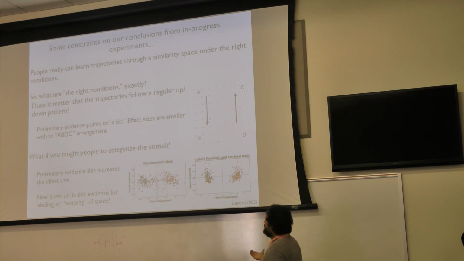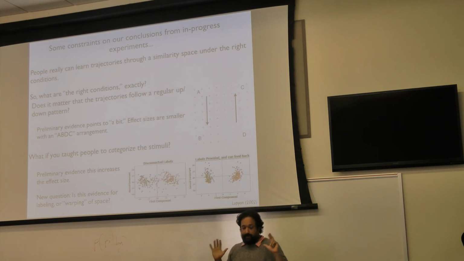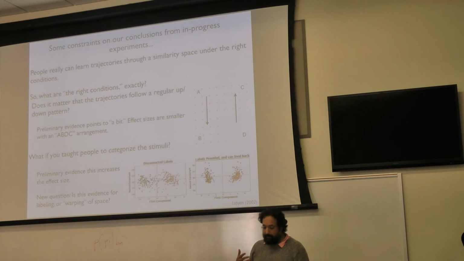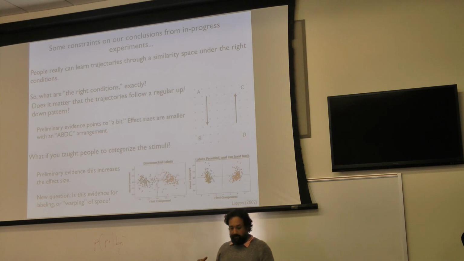Right. So, some constraints based on data that I haven't shown you because we're not finished with it yet. First of all, the general conclusion I'm going to leave you with, and I'll emphasize this in a bit, is that people really can learn trajectories through similarity space under the right conditions. And so the concern now is: what are the right conditions?